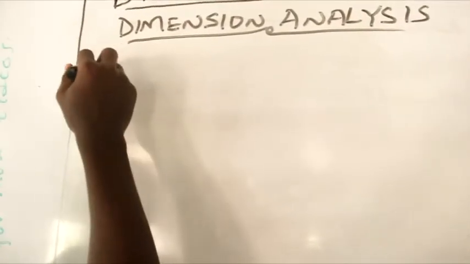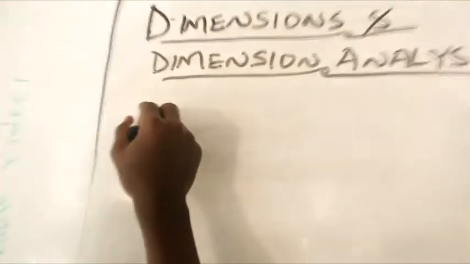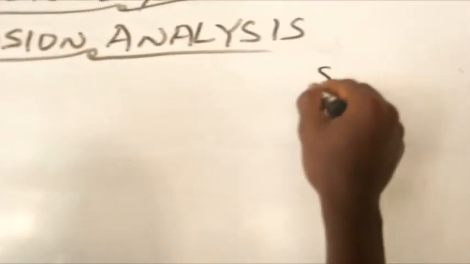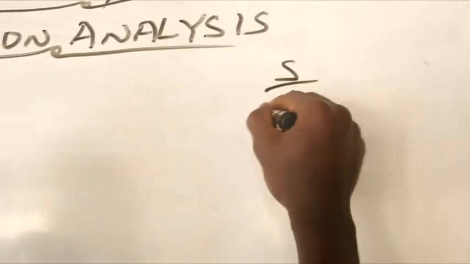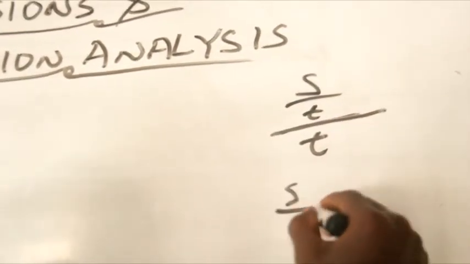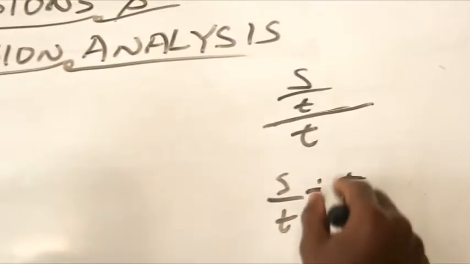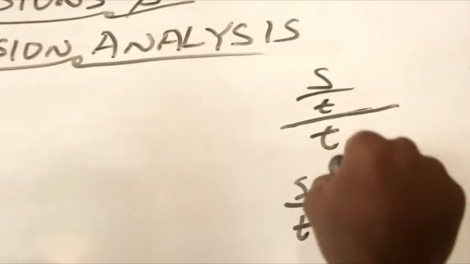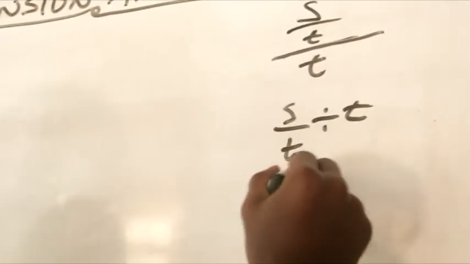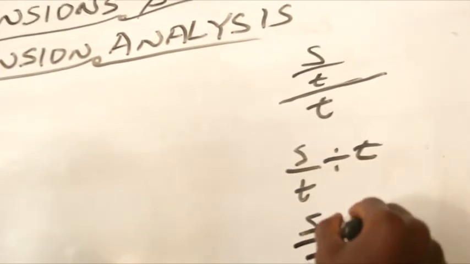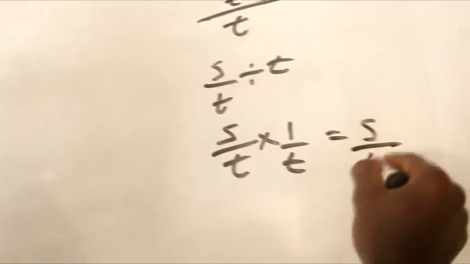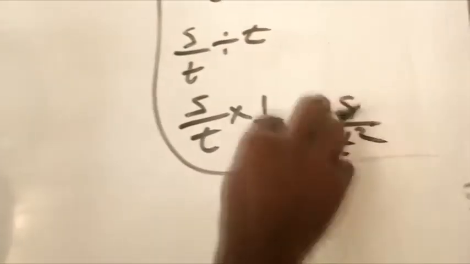So if you are wondering how we got distance over time squared, just look at this. So if we say acceleration is distance over time, right? Let us write it in full. Distance over time divided by time. So if you change the division sign to a multiplication sign, so you remember our BODMAS, we are conversant with BODMAS, you know that this will be distance over time multiplied by the inverse of time, right? So when you do this it will give you distance over time squared. So that's how we got distance over time squared.